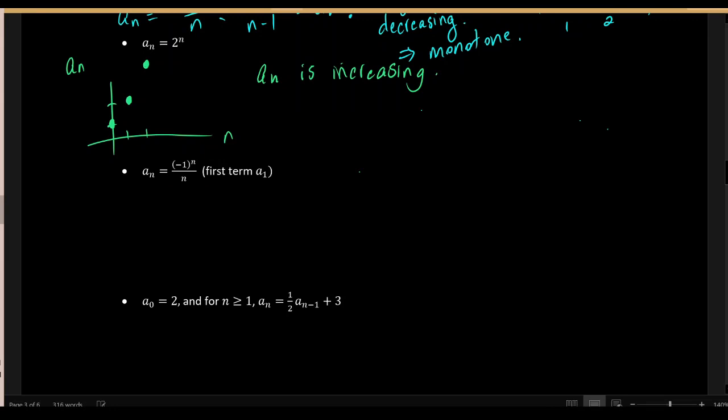Because the points on the graph are moving steadily upward as n increases. But we can also deduce this from the formula itself. If we take 2 to a large power, then you're going to get a larger result than if you took 2 to a smaller power. Because the sequence is increasing, the sequence must also be monotone.